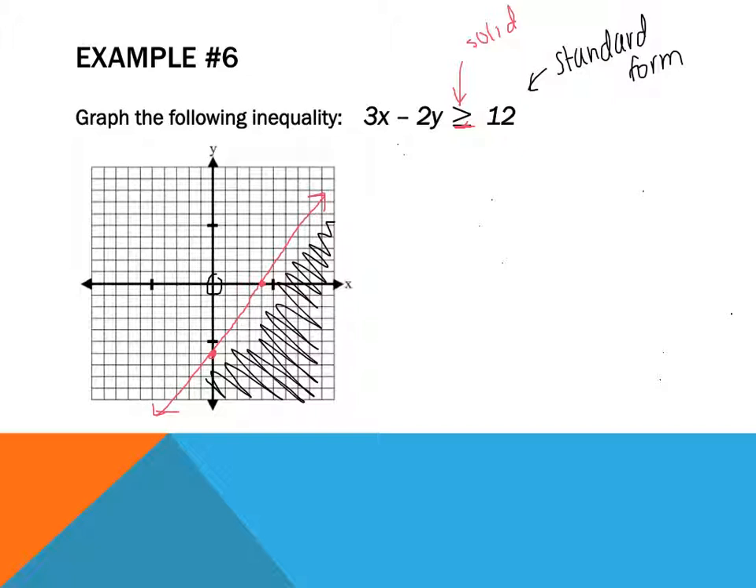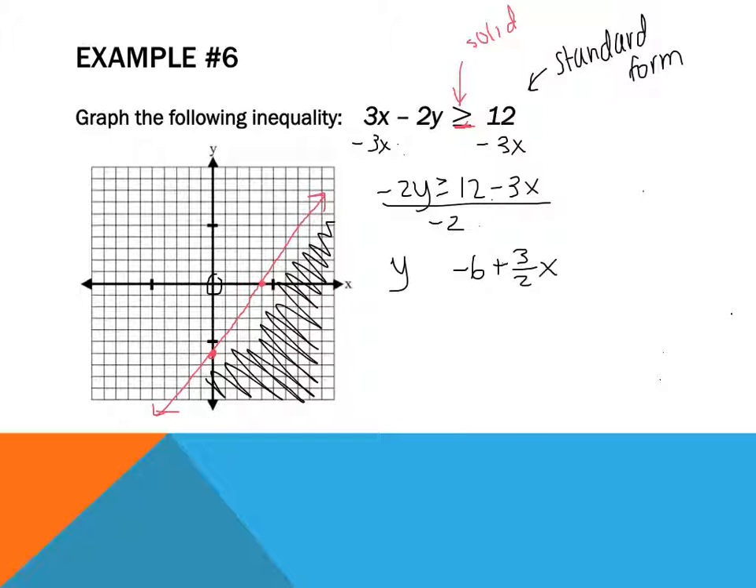So what I mean is, subtract 3x. So I have negative 2y is greater than or equal to 12 minus 3x. Divide by negative 2. So 12 divided by negative 2 is negative 6. Negative 3 divided by negative 2 is going to be positive 3 over 2. When I divide by a negative, it flips the inequality.